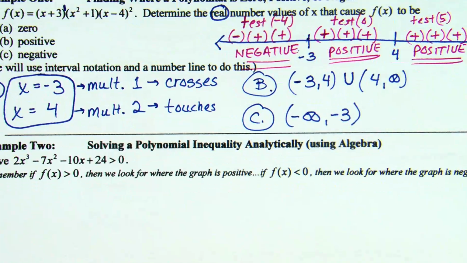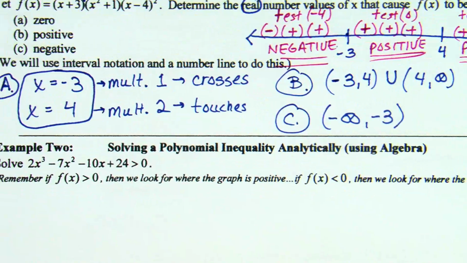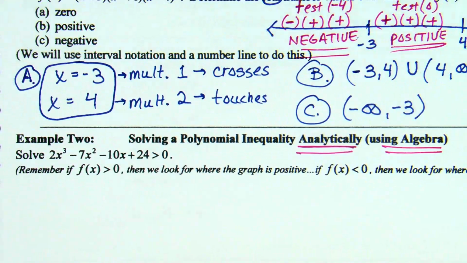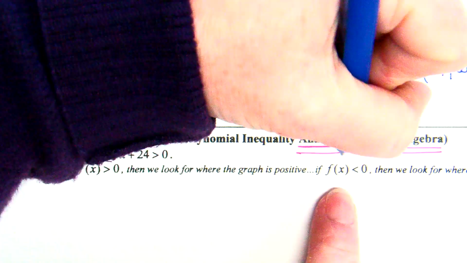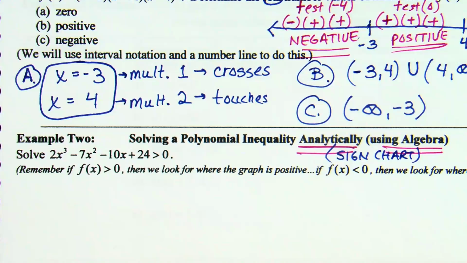Okay, let's look at example 2 here. Example 2 goes off of what we just talked about with example 1. Notice the directions specifically say solving a polynomial inequality analytically or using algebra. When it says in homework analytically or using algebra, and I'm talking about on 2 through 12, what I'm saying is to use a sign chart. Hopefully I'll have time at the end of class to mention that, but that's a sign chart. And that's what I'm going to be asking you to do on 2 through 12, is set it up like this problem here.